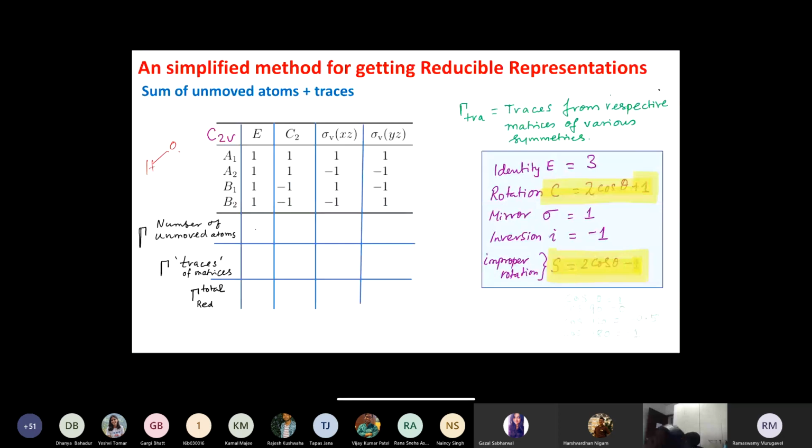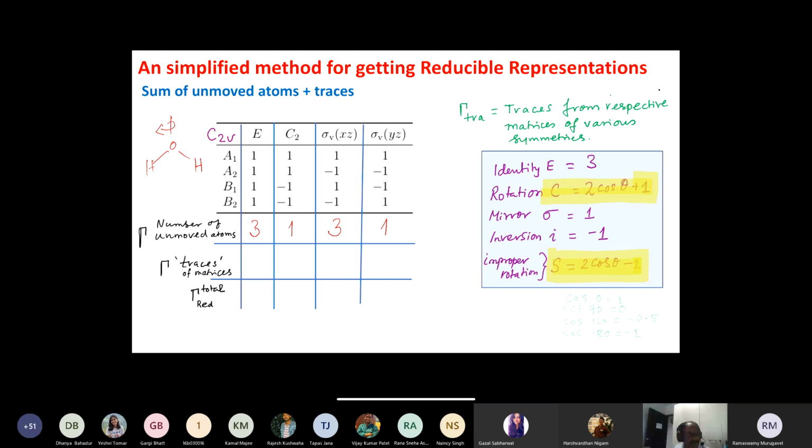Okay, so I have only 3 atoms here. C2 is this. Both change position and oxygen remains where it is, so 1. Sigma v is XZ. So all the 3 atoms are in the same plane. And here only 1 atom. Is it correct?